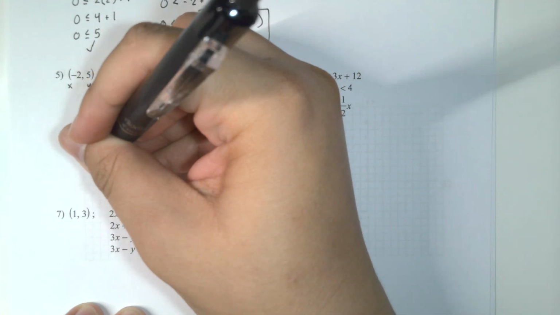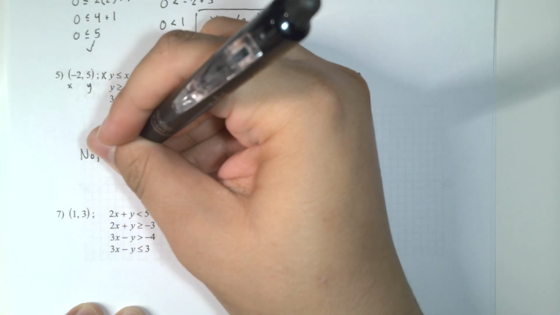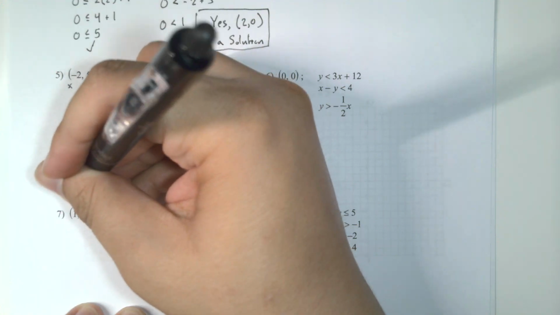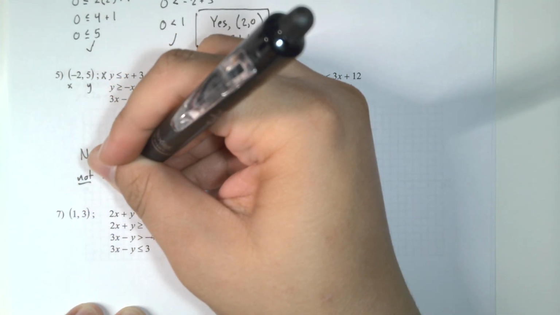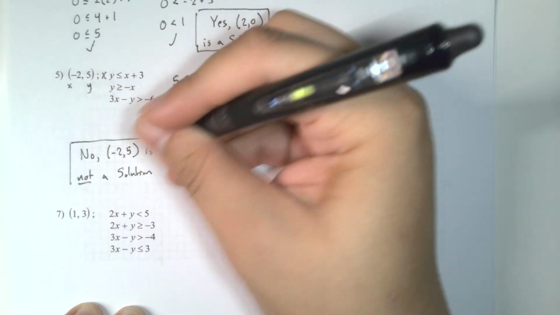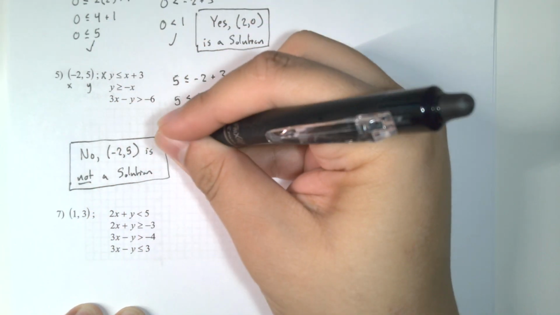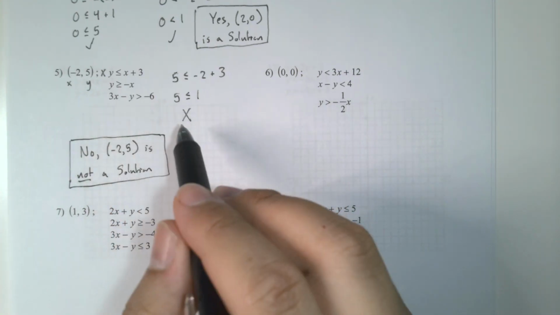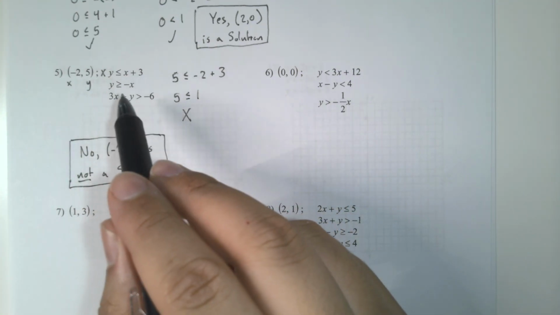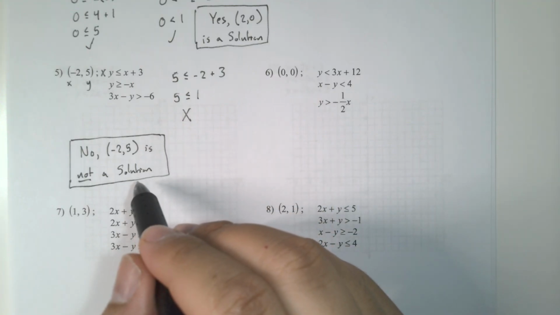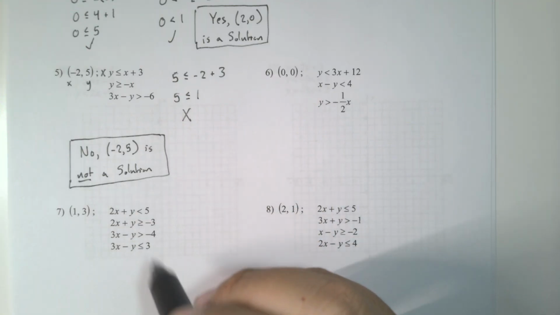We can say no, (-2, 5) is not a solution because it makes at least one of the inequalities false. So as long as one of these inequalities is false when we plug in this point, we can immediately conclude that it is not a solution, and we can move on to the next one.